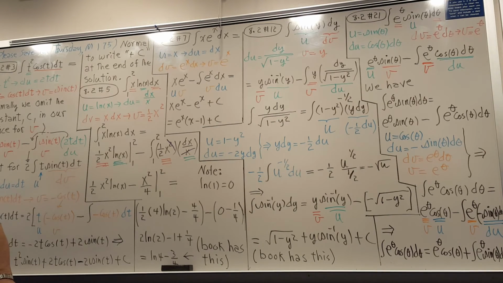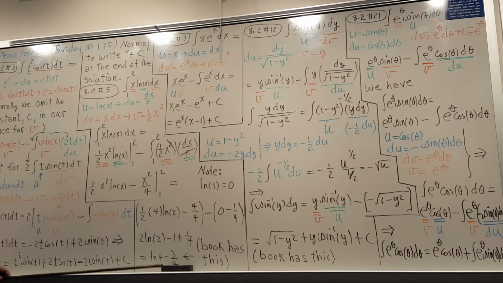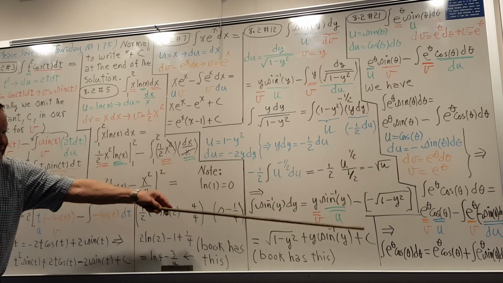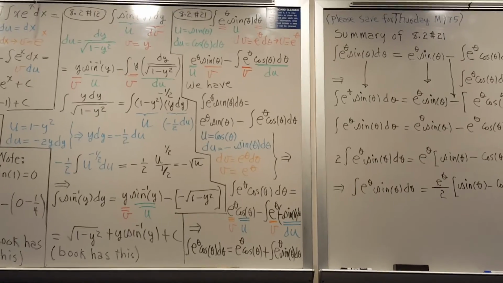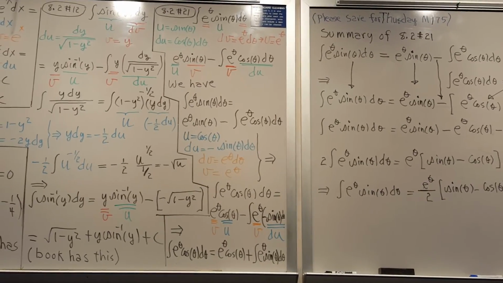Okay, so the last type of thing that we have is number 21, which we'll do in just a second. I want to get my side.